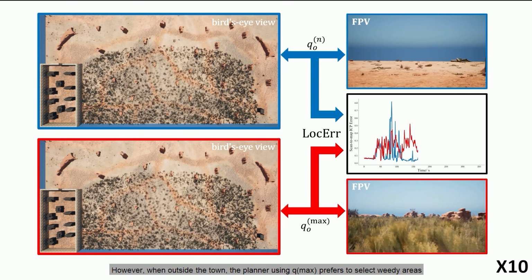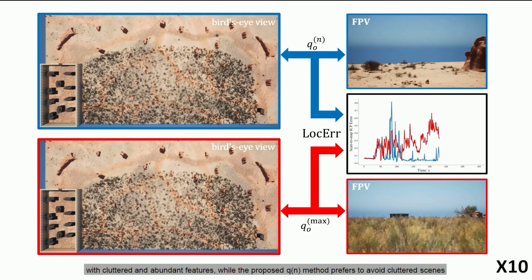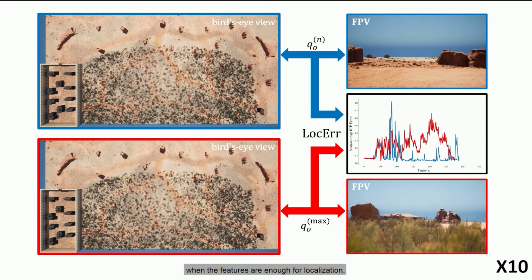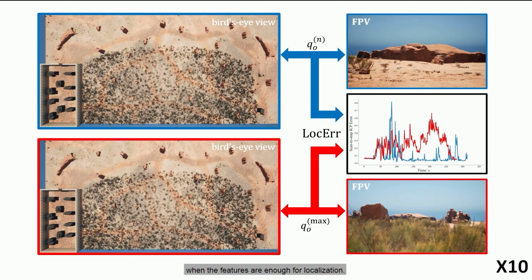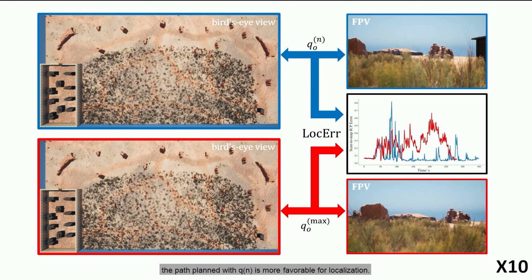However, when outside the town, the planner using Qmax prefers to select weedy areas with cluttered and abundant features, while the proposed QN method prefers to avoid cluttered scenes when the features are enough for localization. The cumulative error during this process indicates that the path planned with QN is more favorable for localization.